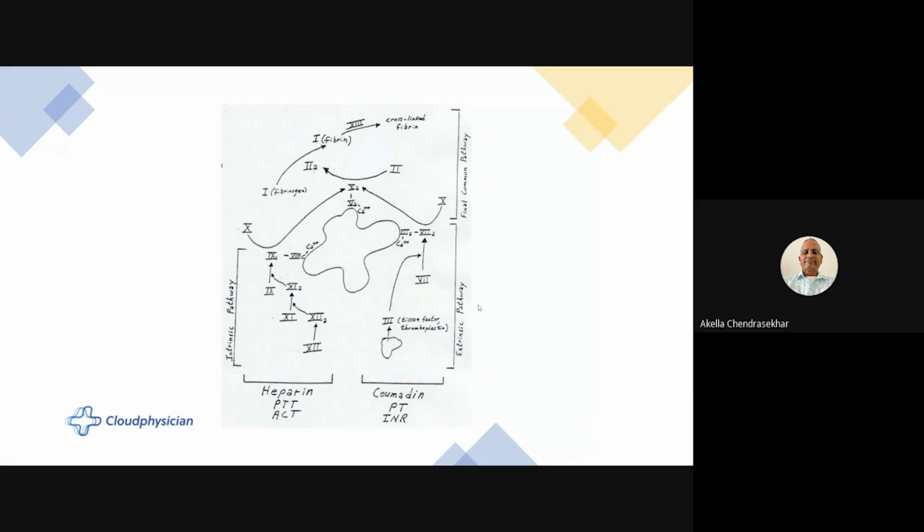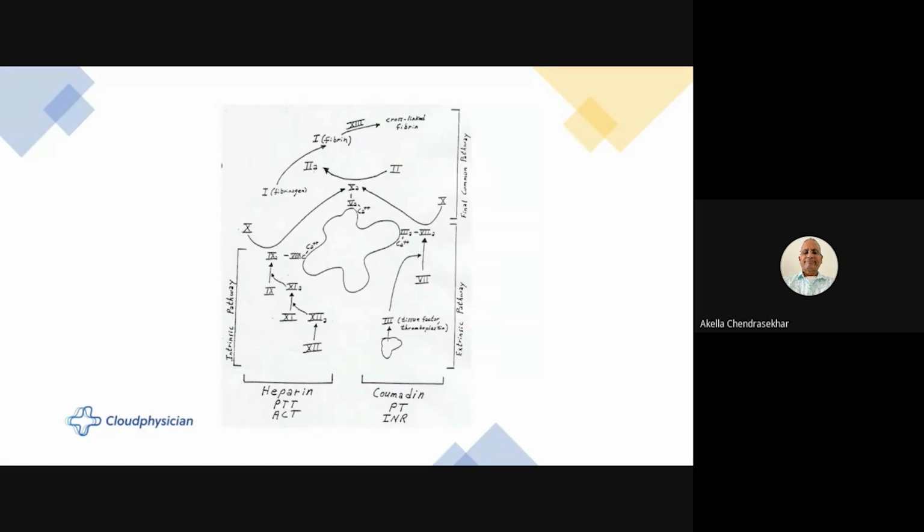PTT, on the other hand, is looking at the intrinsic pathway, and that's where heparin really comes into play. Now, the other thing to remember is that sometimes what you'll have is activated coagulation time. Now, remember, for PT, PTT, INR, and fibrinogen levels, you need to spin down the blood, get the plasma, and test the plasma, right? For ACT, you can use whole blood. So your result for ACT will come back right away.